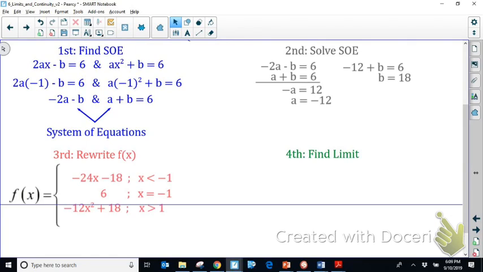And when I do and I simplify it, I get -24x minus 18 for the first part and -12x squared plus 18 for the second part. Now I can attempt to find the limit.